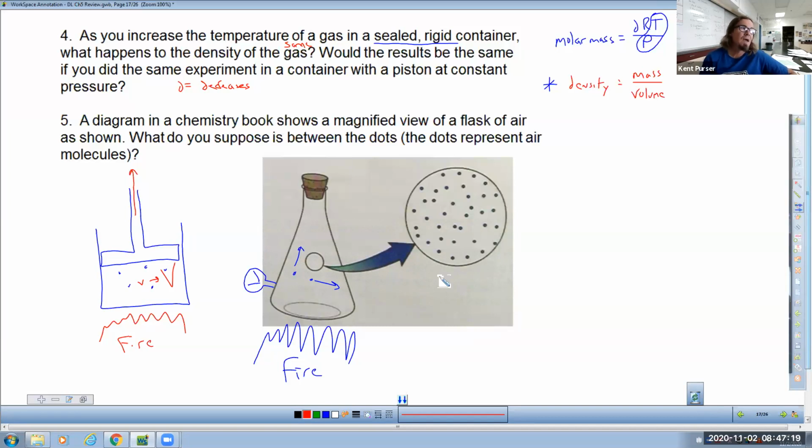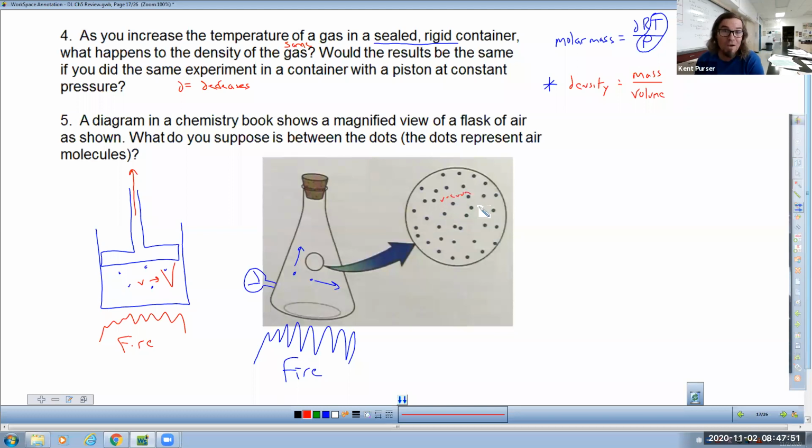Question number 5, a diagram in a chemistry book shows a magnified view of a flask of air as shown. What do you suppose is between the dots? The dots represent the air molecules. More air molecules, right? That's what an 8th grade science student would say. An 8th grade science student would not be able to accept that there's nothing in between these particles. It's a vacuum. What's in between here is a vacuum.